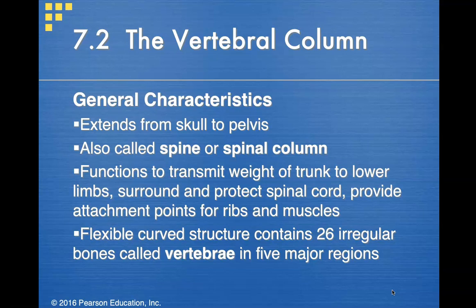And then the main functions of the vertebral column are, obviously one, to protect the spinal cord. That's a big one, right? But two, it's also going to transfer the weight of the trunk and the upper body to the lower limbs, since we walk on two legs. We're bipedal, right? And then also it's going to provide attachment points for not only the ribs, but also many muscles as well. And we'll talk about some of those muscles coming up in the next chapter.